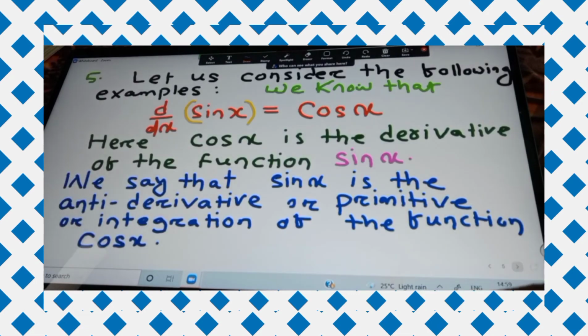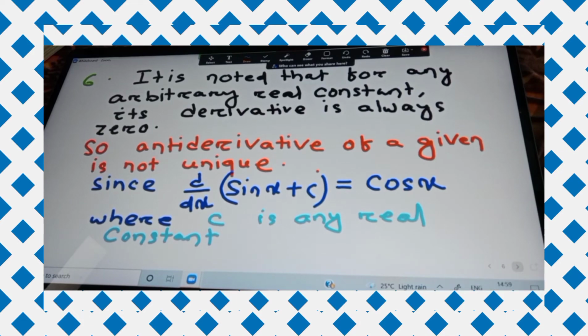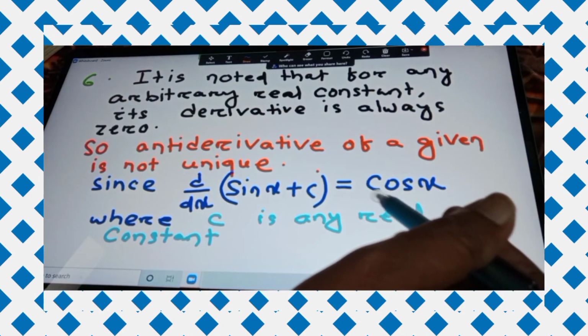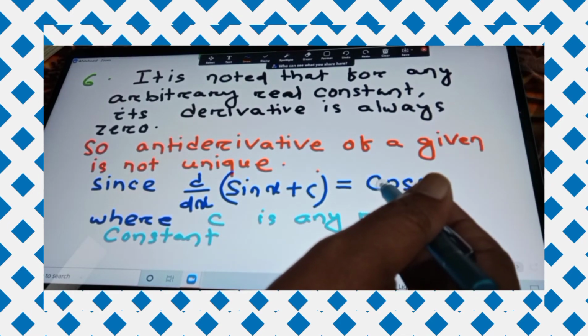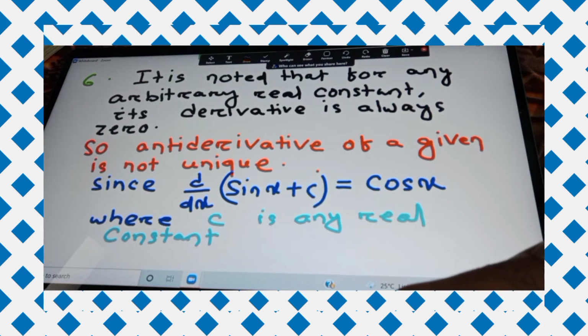Here I have explained the meaning of integration, the meaning of antiderivative, with the help of a simple example. All of you know derivative of sin x is cos x. So cos x is the derivative of sin x. It means sin x is the antiderivative of cos x. Since the derivative of a constant function is 0, an antiderivative has infinite number of antiderivatives. So derivative of sin x plus c is equal to cos x. There are infinite number of antiderivatives because of the constant of integration.